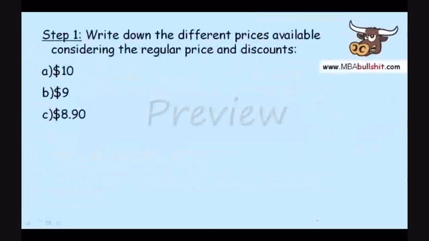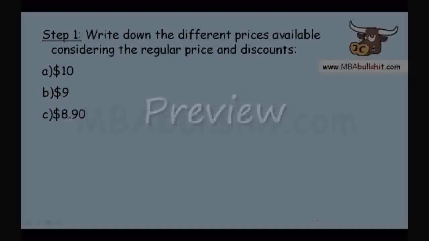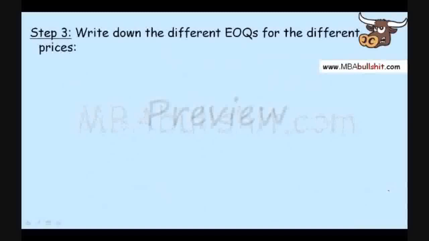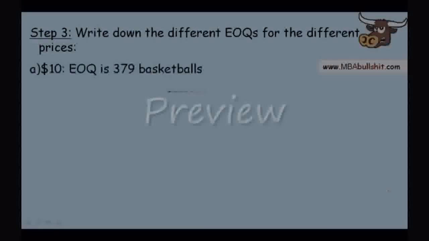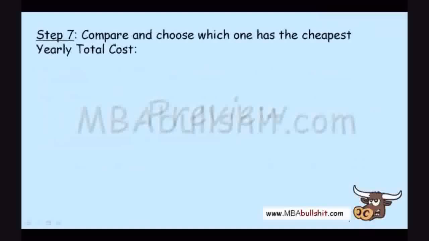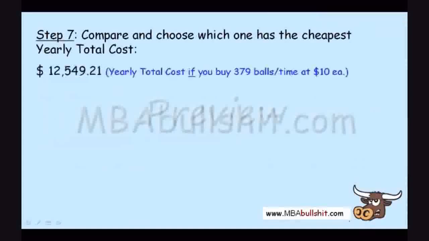Step 1 is write down the different prices available considering the regular price and discounts. While we go to step 3. Step 3, write down the different EOQs for the different prices, which we already computed in the last slide. So step 7, we simply compare and choose which one has the cheapest total yearly cost.